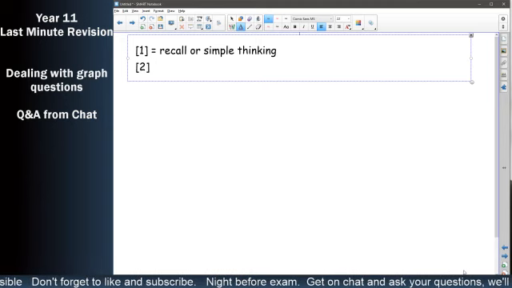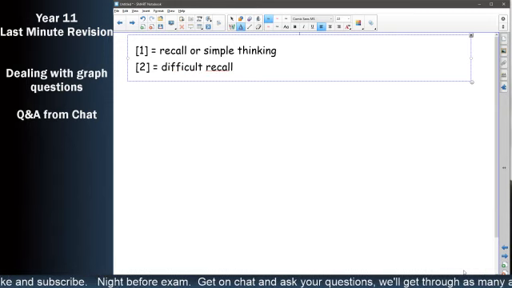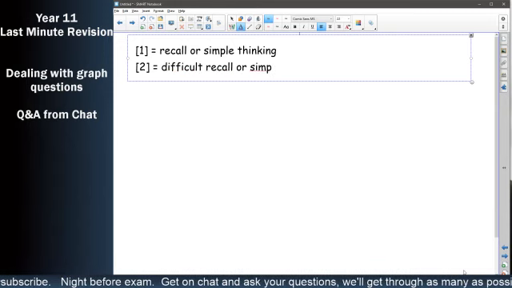Okay, 2 marks is generally speaking either difficult recall or a simple calculation.